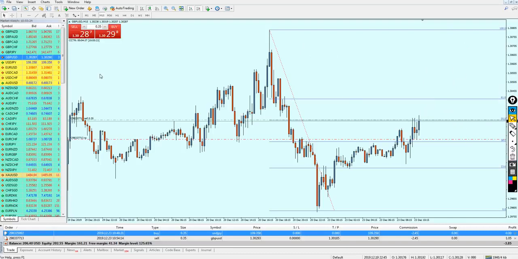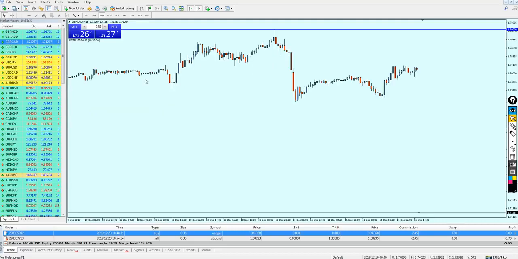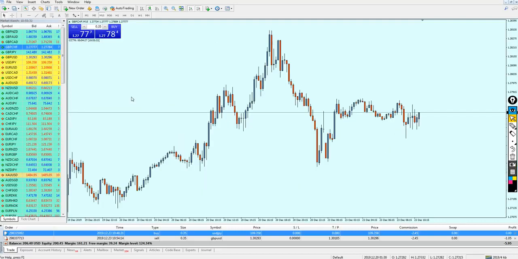Alright, that's enough of fun. Let's go back now to the pound NZD. That is not really a good market to enter, because we see a lot of ranging.